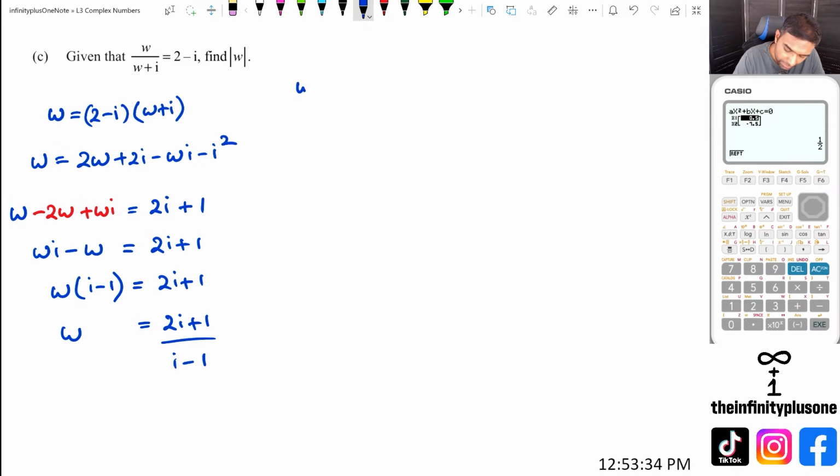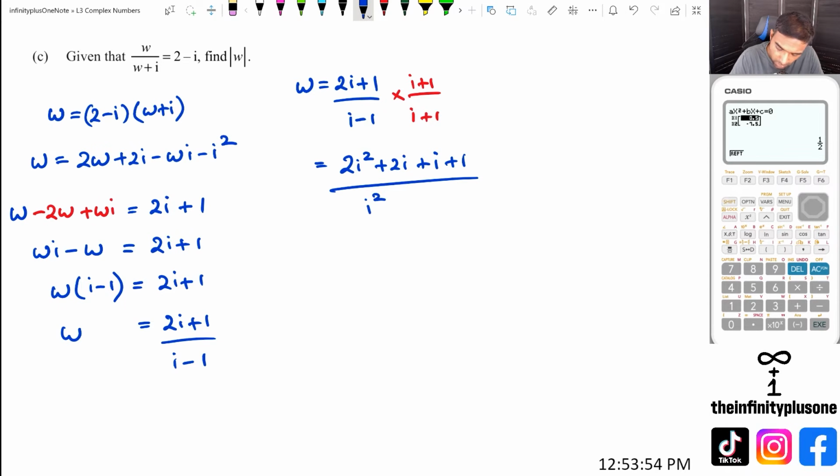So I'm going to put down w is equal to 2i plus 1 divided by i minus 1. And I'm going to multiply the denominator by i plus 1 and the numerator by i plus 1. And when I do this, I get 2i squared plus 2i plus i plus 1 divided by i squared, what have I got? Negative 1. So in the numerator, I've got negative 2 plus 3i plus 1.